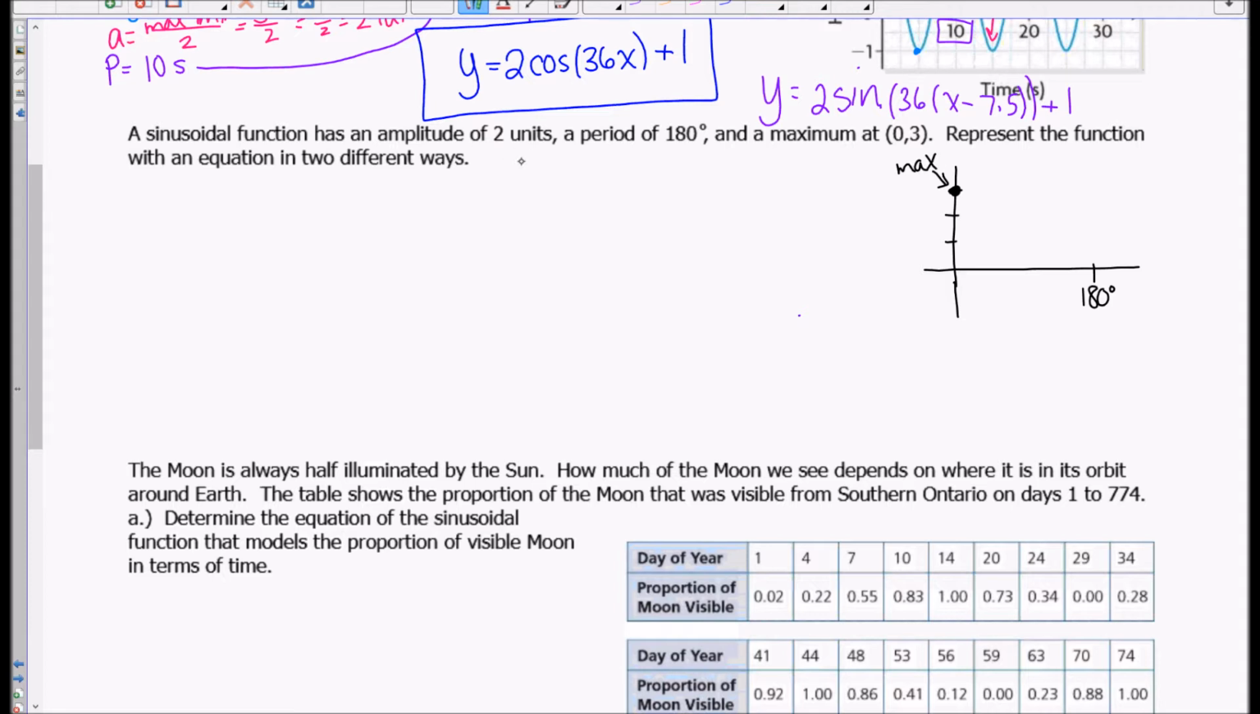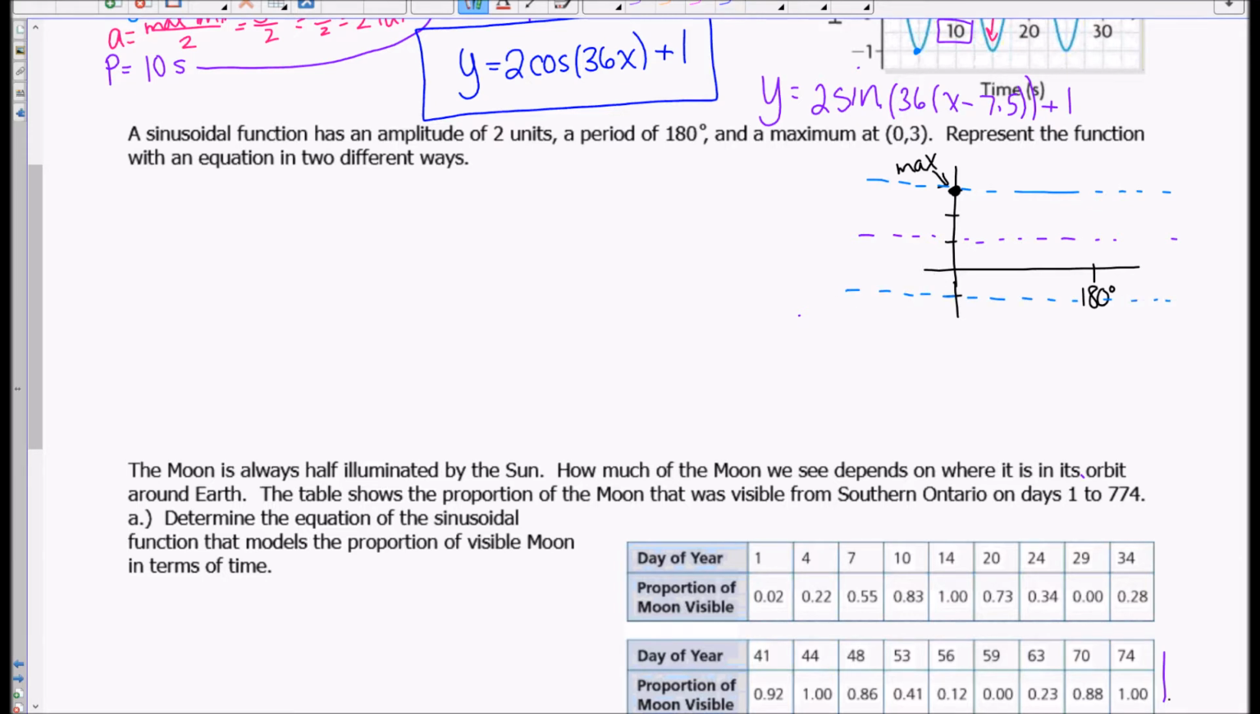And since it has an amplitude of 2 units, the axis will be 2 units below my maximum right here, okay? Which means that my minimum is going to be 2 units below that. So I'm going to represent my max and my minimum using dotted lines. So here's my maximum right here. And then my minimum is going to be 2 units below that. So it'll be at -1.